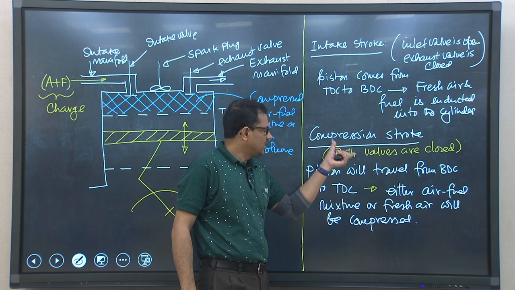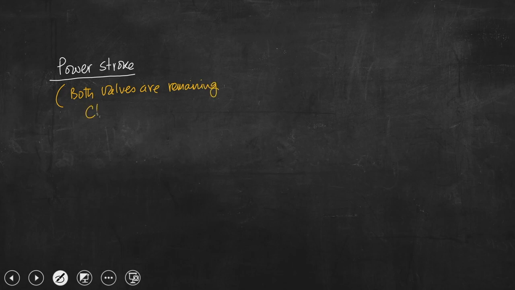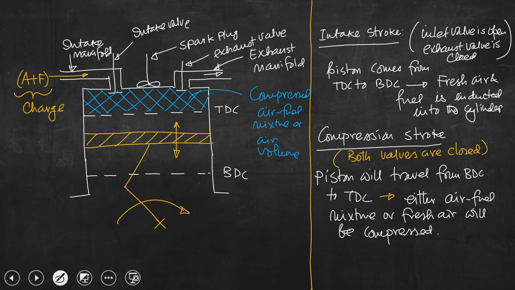Okay. Next stroke is the power stroke. Let me write here. So this is the power stroke. And here also both valves remain closed. Let me tell you, now the compressed air-fuel mixture or compressed air is occupying this space, and this volume is known as the clearance volume.